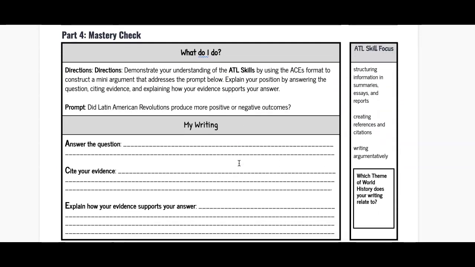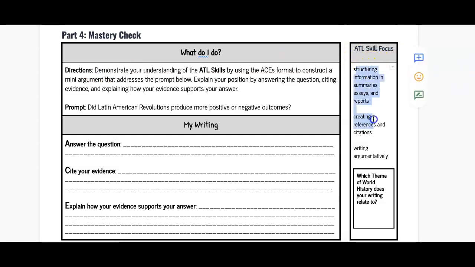For the mastery check, again, similar to how we've written before, you're going to be demonstrating your understanding of our ATL skills. They're listed over here on the right, by using the ACES format that we have been practicing in class and in these mastery checks. You'll explain your position by answering the question, citing evidence, and explaining how your evidence supports your answer.